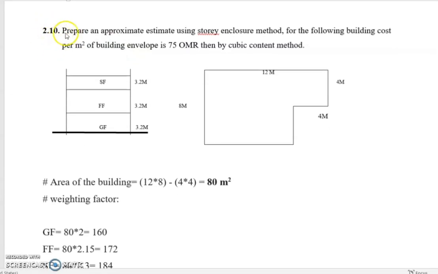For question 2.9: prepare an approximate estimate using the storey enclosure method that we have taken before in the previous classes. For the following, building cost per square meter of building envelope is 75 riyals, then by the cubic content method.